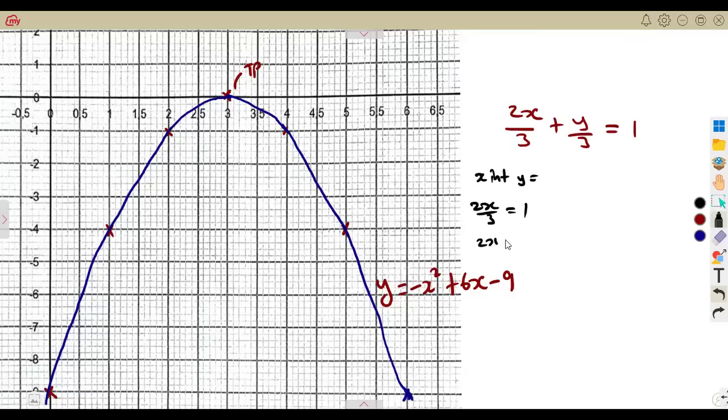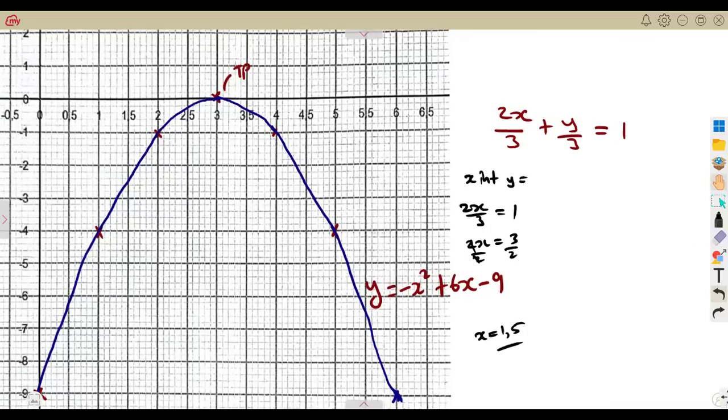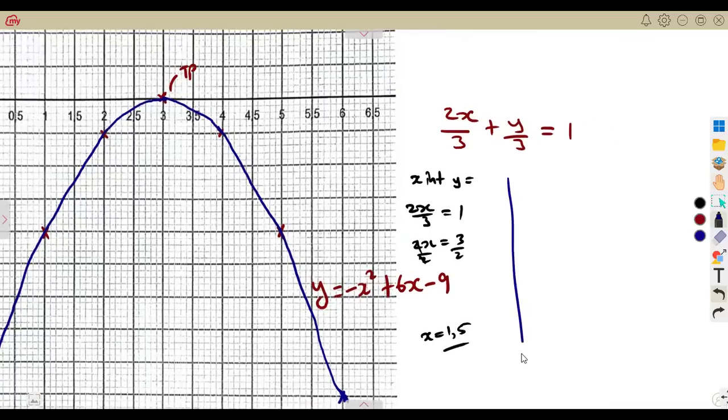Cross multiply, 2x is equal to 3. Divide by 2 by 2. So x is going to be 1.5, 3 over 2. So that's our x-intercept. Remember, for a line, we just need the x-intercept and the y-intercept. So the y-intercept is when x is equal to 0. When x is 0 here, it means you are remaining with y over 3, which is equal to 1. So cross multiply, y is equal to what?